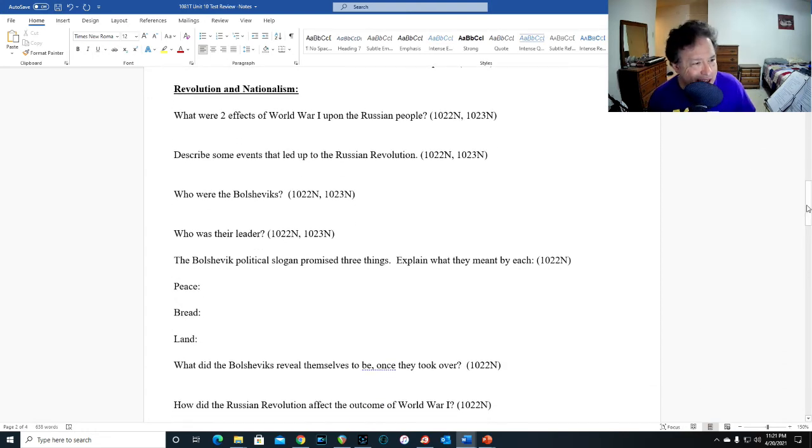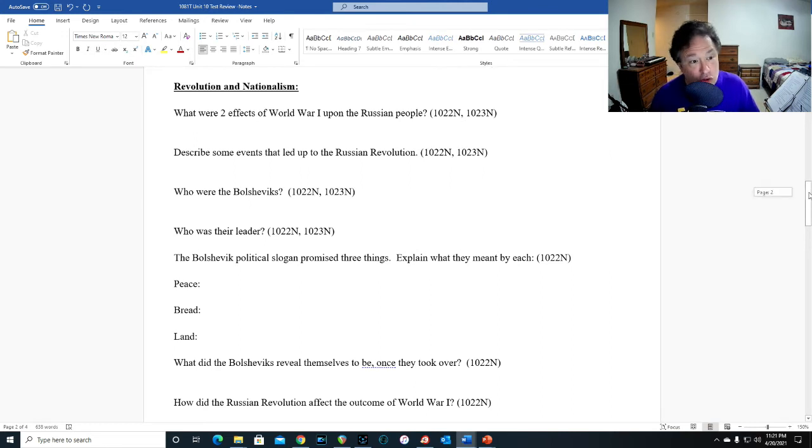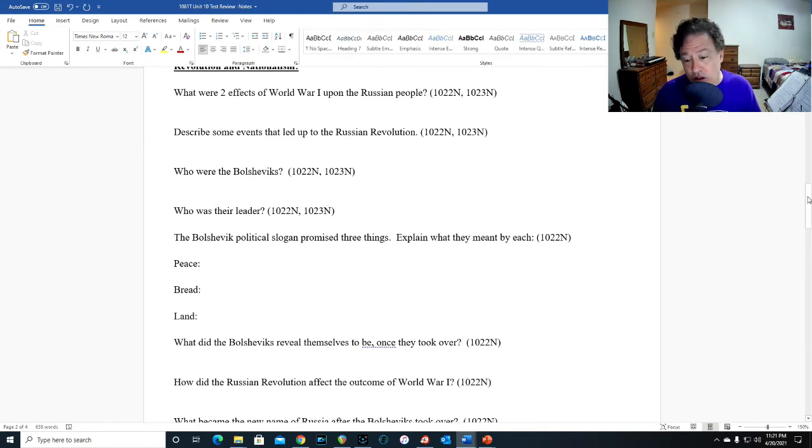Revolution and nationalism. So when you think revolution and you're talking about Unit 10, you're thinking the Russian Revolution. So what were 2 effects of World War I upon the Russian people? Well, millions died. A quarter of all casualties in World War I were Russian casualties. And another impact is that there were not 1 but 2 revolutions in Russia during World War I.